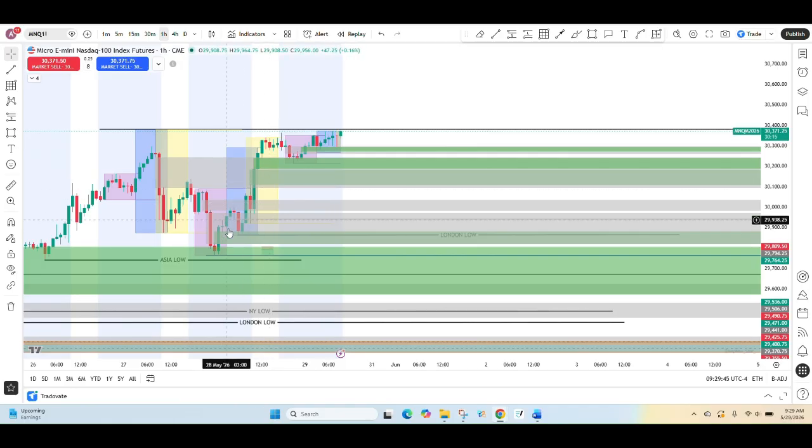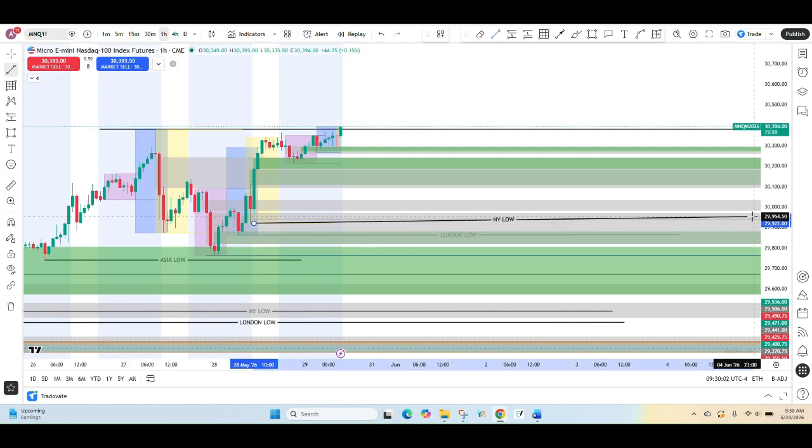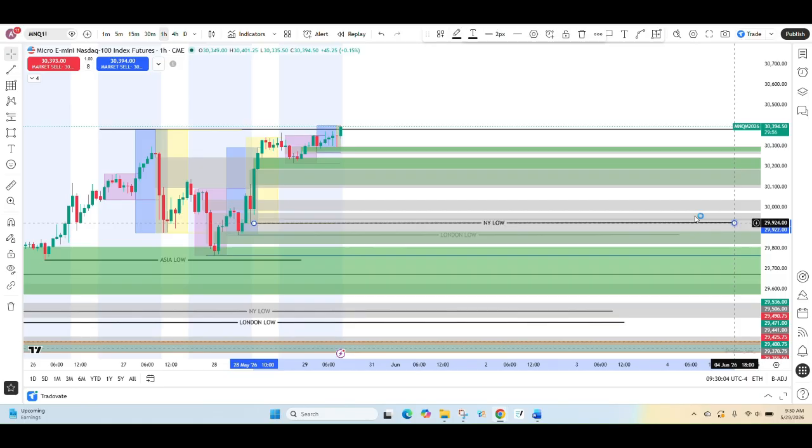Okay, so yesterday's Asia. This low is still intact. London low is still intact. London high taken out. New York low, that can be marked. New York high was taken out. London, Asia low, that can be marked.